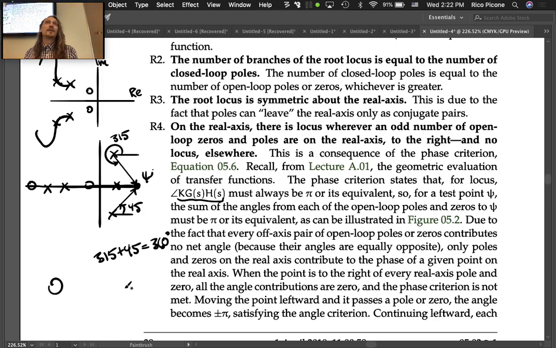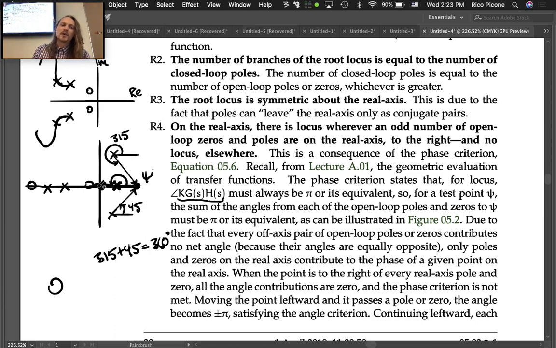Okay, it needs to be pi for there to be locus, right? But if you move leftward, as soon as you skip over the first pole or zero, you're going to get a non-zero angle contribution from that one, because now, say your test point's in here, your angle is pi, right? It's either going to be plus pi or minus pi, but when you add pi or subtract pi from 0, you just get pi. It's equivalent. You can go this way or that way, but you get to the same point. So you're going to have locus here.